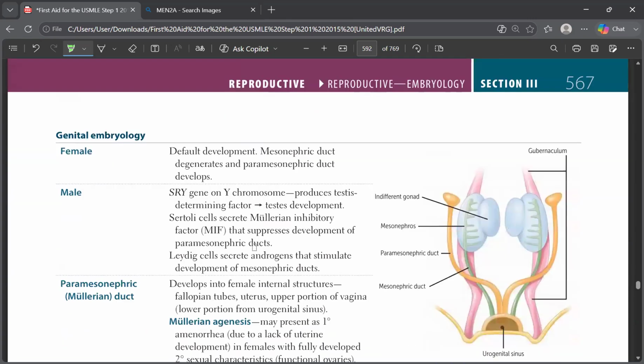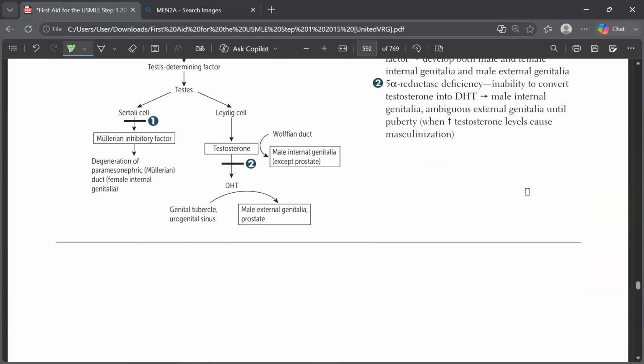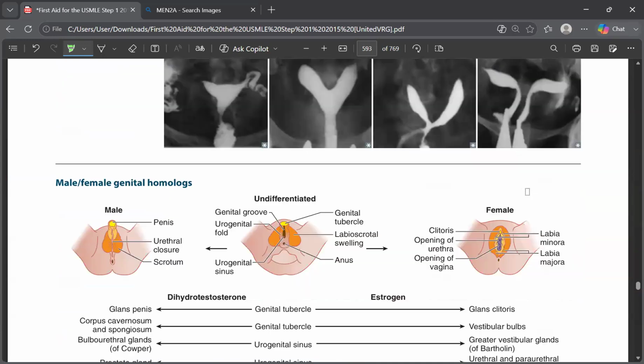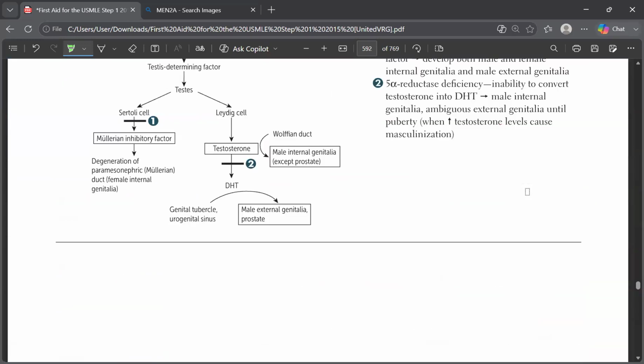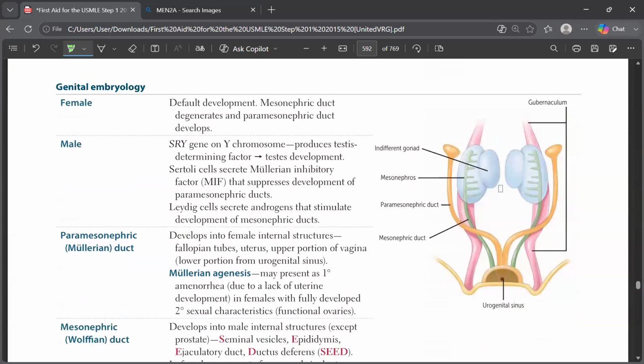Moving on, we have genital embryology. There's this diagram, and that diagram is pretty much all we need for genital embryology.